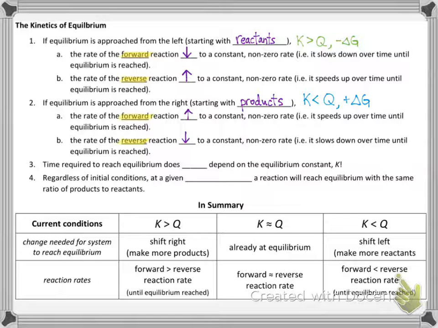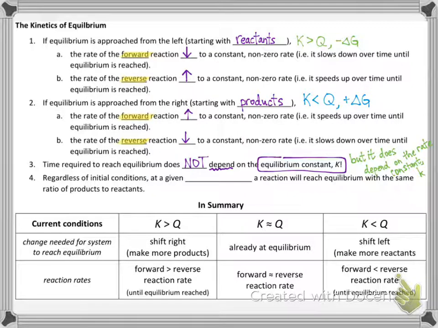Now, what's interesting, speaking of kinetics and how fast things happen, is that the time required to reach equilibrium has nothing to do with the equilibrium constant K. Of course, it does depend on another K, lowercase k, the rate constant k, because that's not confusing at all.